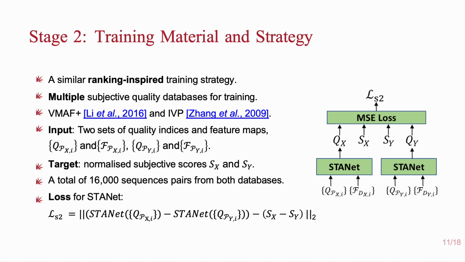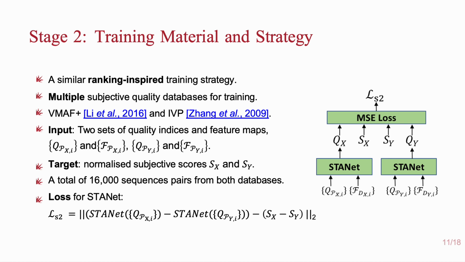In Stage 2, we employ a similar ranking-inspired training strategy rather than simply minimizing the difference between predicted quality and the subjective score, which allows multiple subjective quality databases for joint training. The training databases are VMAF Plus and IVP due to their various video content. It takes 2 videos each time in the training process.